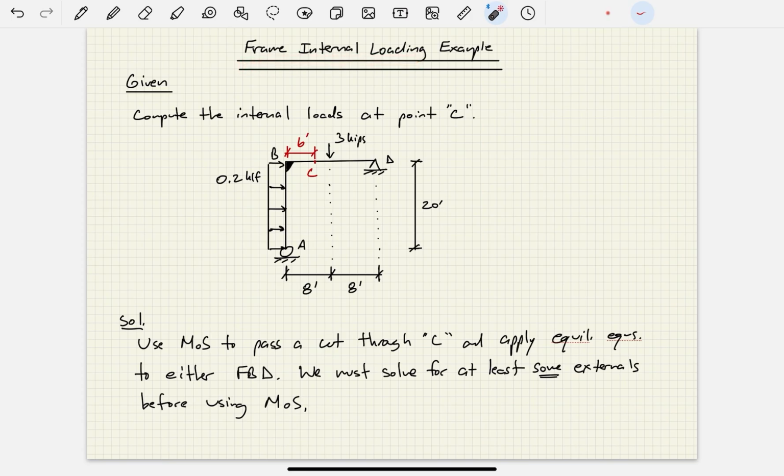So let's go ahead and jump into it. In the given information, we're being asked to compute the internal loads at point C.